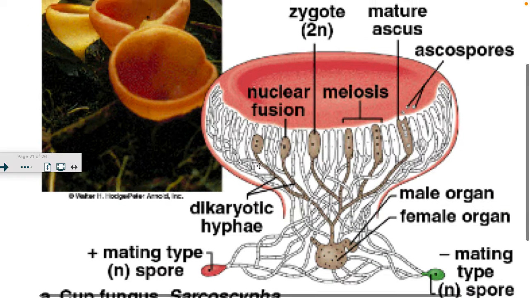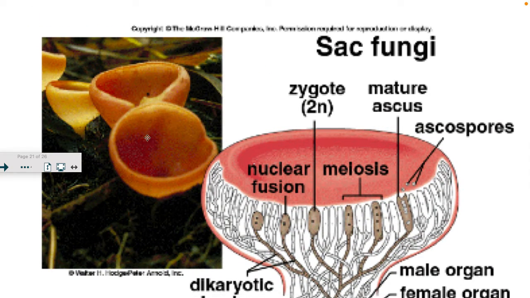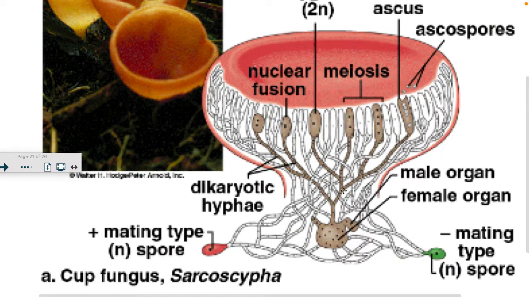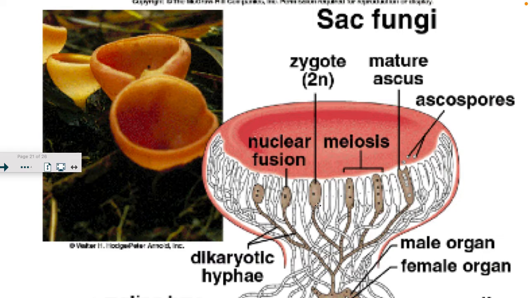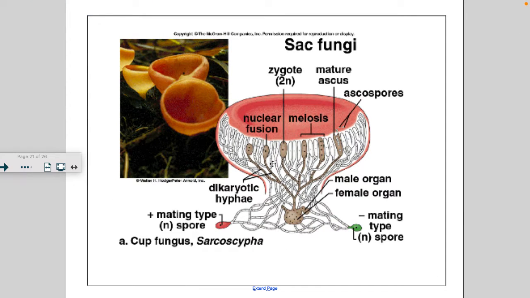In this diagram right here, I have a sac fungus, and you can see that it's made up of mycelium and basically hyphae, right? These long filaments are called hyphae. But this structure right here, you can see its sac-like appearance, and inside you see these dots. Those are the ascospores. So the ascus holds the ascospores.